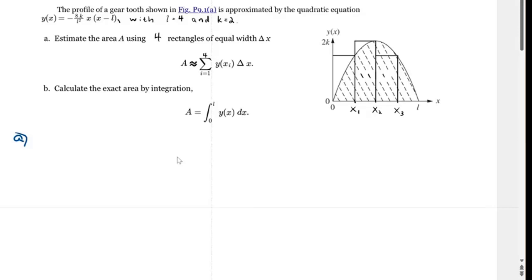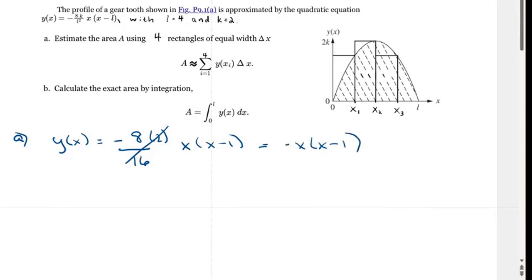And we know that y of x is equal to -8 times k, where k equals 2 times 2 over L, which is 4 squared, so over 16 times x minus 1, which equals, this becomes -1. We have -x times x minus 1.